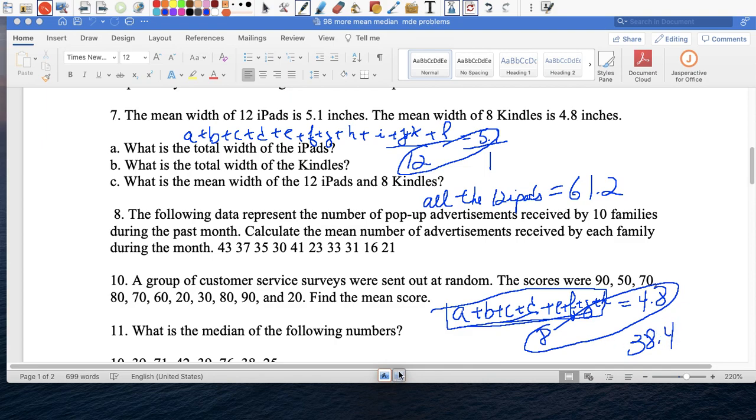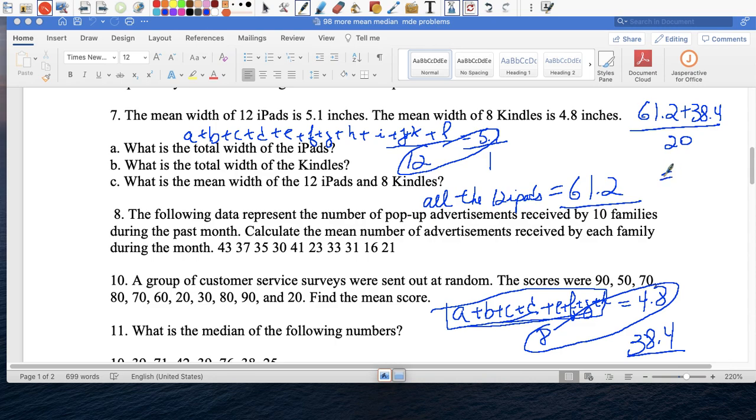Okay. What is the mean width of the 12 iPads and 8 Kindles? Well, you can add these two numbers, right? So you get all the iPads here, 61.2, plus all the Kindles, which was 38.4. And we're going to divide that by however many iPads and Kindles we have. We have 12 iPads and 8 Kindles. We're going to divide that by 20.